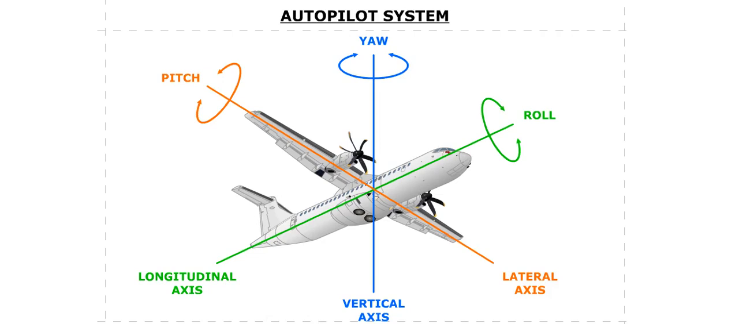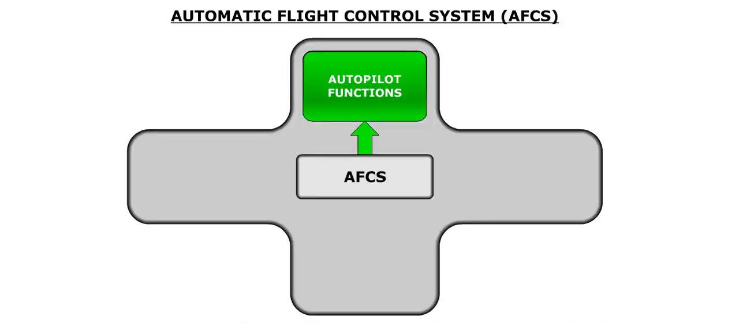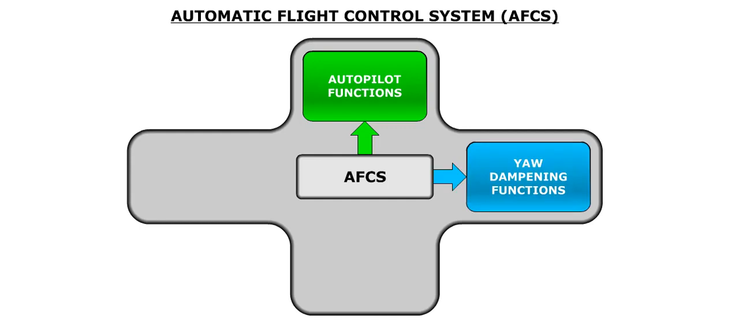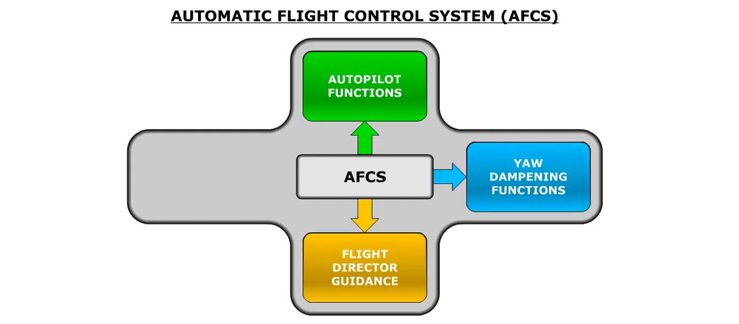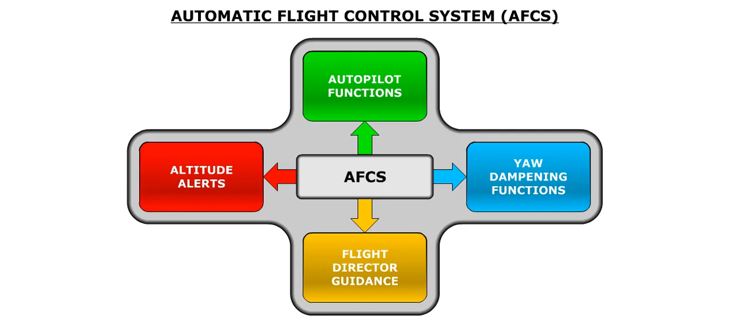The ATR 72-600 is equipped with an autopilot system that can control the aircraft about all three axes. In addition to autopilot functions, the AFCS also provides yaw dampening functions, flight director guidance, and altitude alerts.